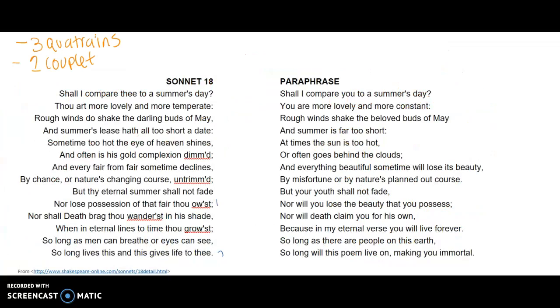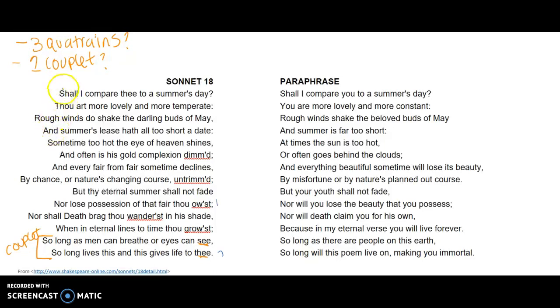Here is Sonnet 18, or Shall I Compare Thee to a Summer's Day? I also have the paraphrase to help you understand it. But let's just look at the original sonnet. Can you identify the 3 quatrains and the 1 couplet? The couplet's the easiest. Let's just go to the end. Here we go. 2 lines. They rhyme. This is the couplet. Now, we just have to count 4s.